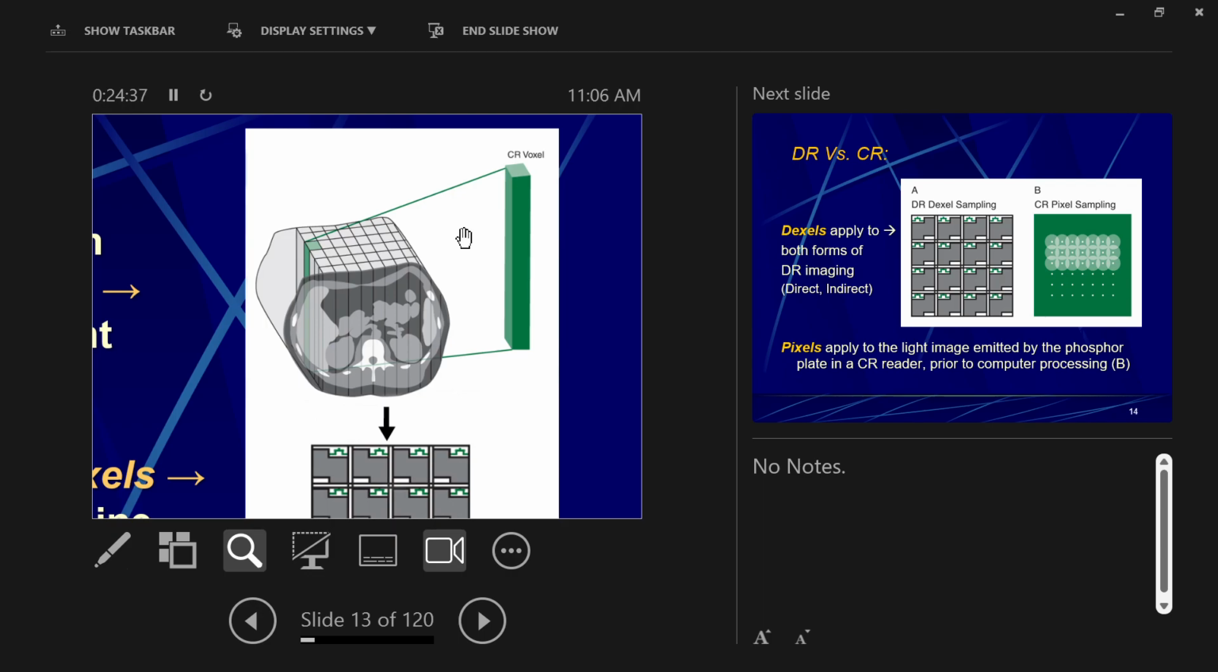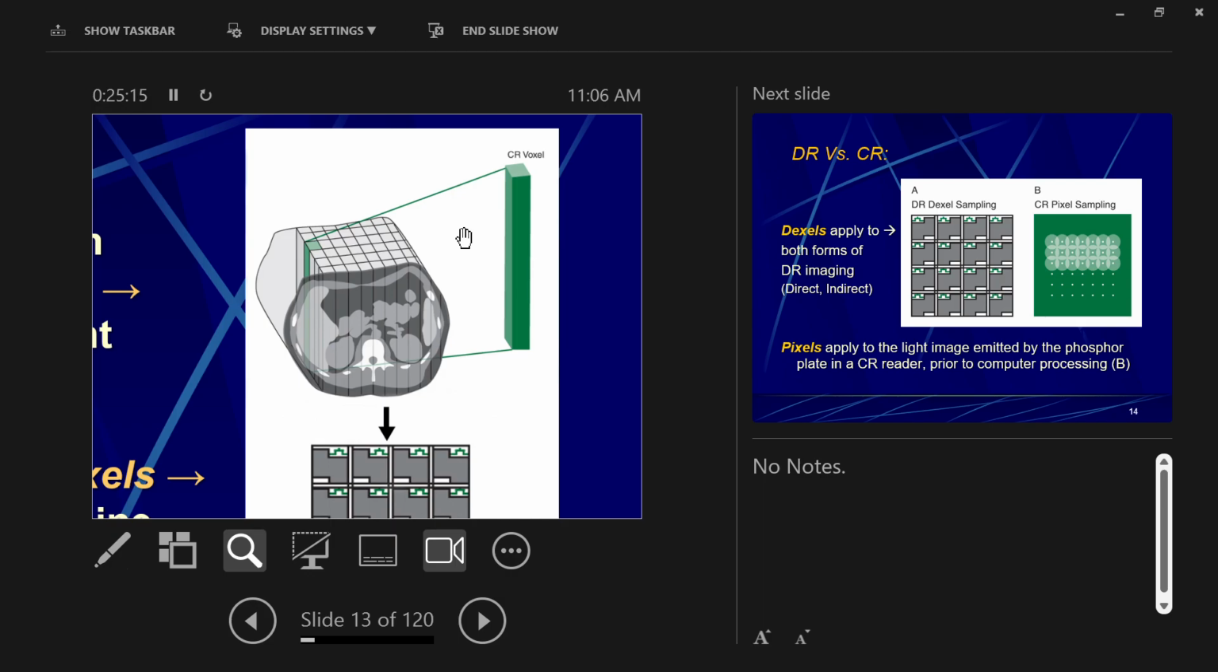And so if I drew a square on here, like that, not a good square, but it's a square. I see some tissue inside of that square, right? That tissue has a depth to it. So you can imagine this square extending through the body this way and representing a square column of tissue. That tissue column is the voxel. The radiation passes through that column of tissue and exposes 1 dexel, and 1 dexel will be represented as 1 pixel on the computer screen. That's the idea.